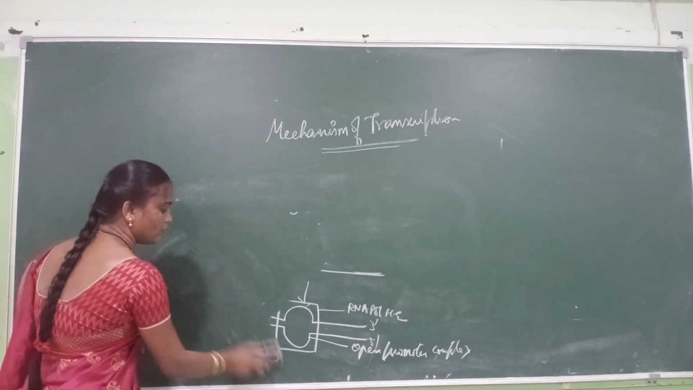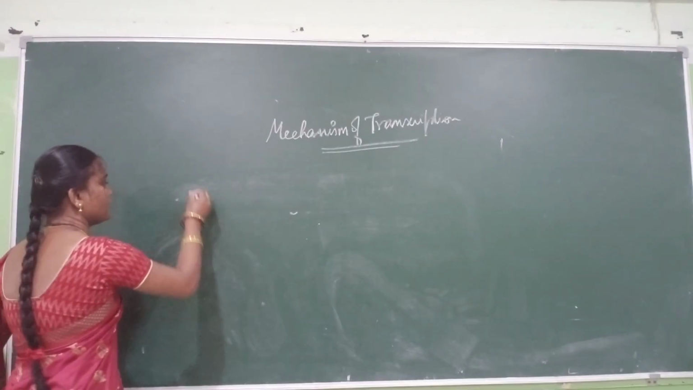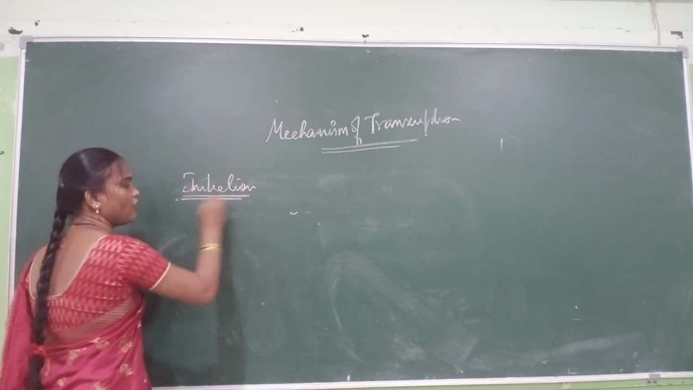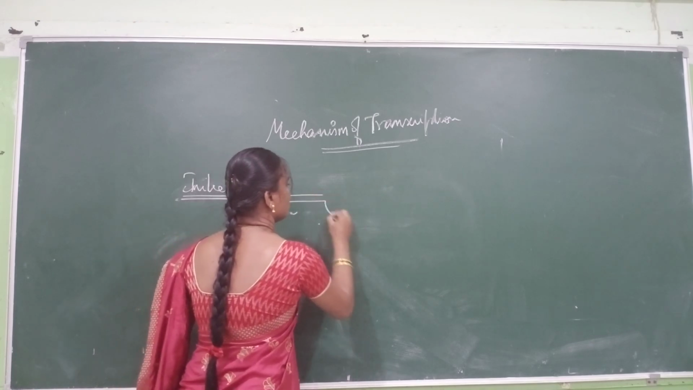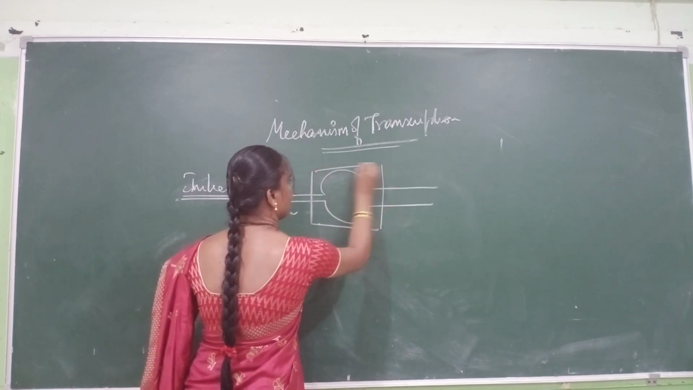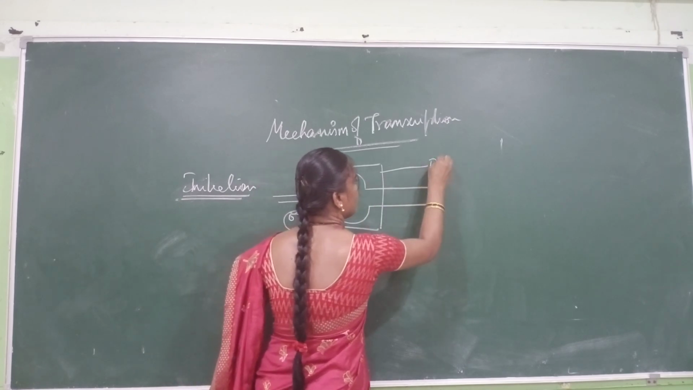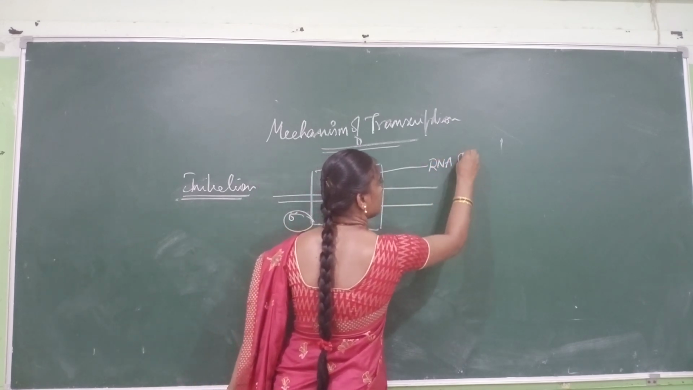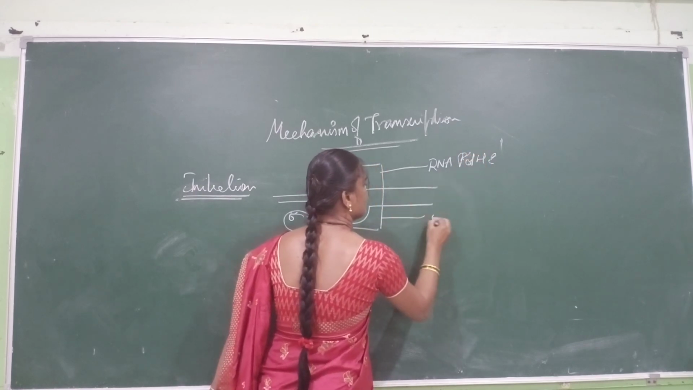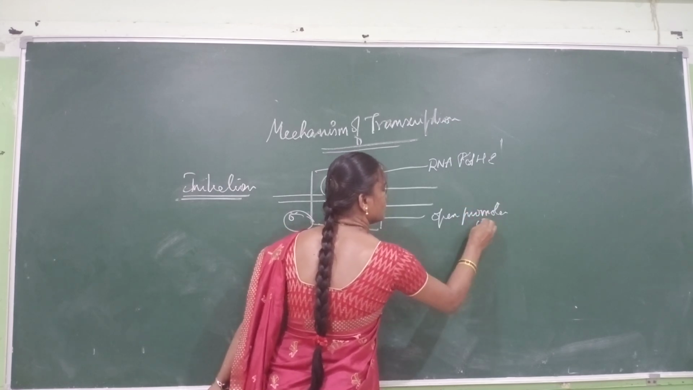Now coming to the mechanism of initiation in prokaryotes. In initiation, generally this step is carried out after the formation of the open promoter complex. So this is your open promoter complex, isn't it? This is your RNA polymerase which is aligning on your DNA template strand. This is the RNA polymerase holoenzyme, and this is the open promoter complex.